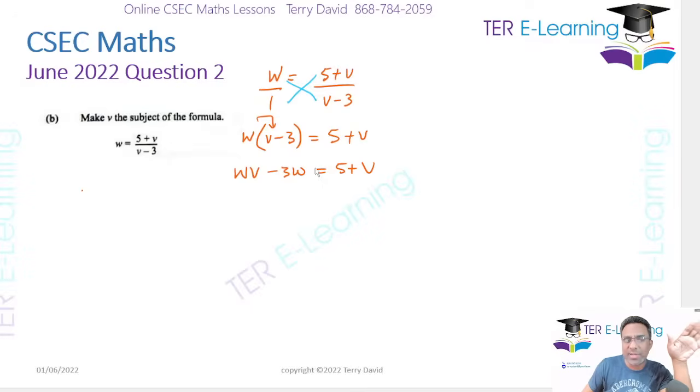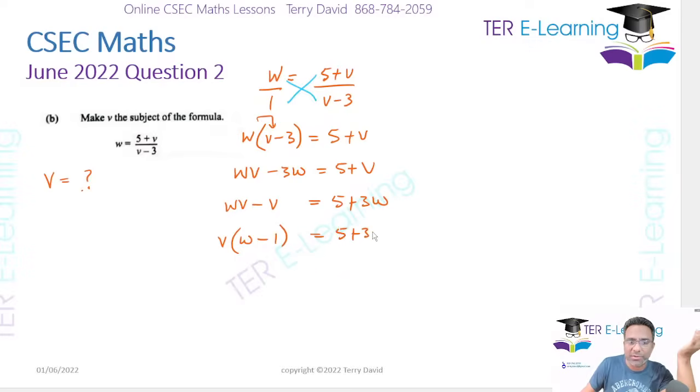Carry all your V's on one side. Remember, you're trying to make V the subject of the formula, so you want to get V equal to something. So WV minus V is equal to 5 plus 3W. Now, on the left-hand side, you realize you have two terms in V, so you're going to have to factorize. So this is going to be V times W minus 1 is equal to 5 plus 3W. So V is equal to 5 plus 3W over W minus 1.